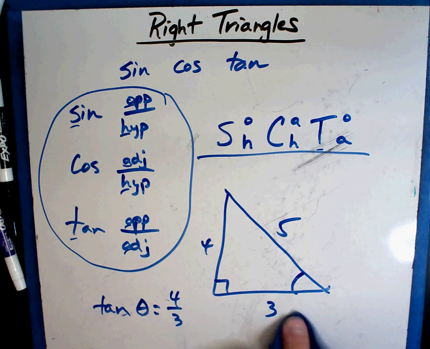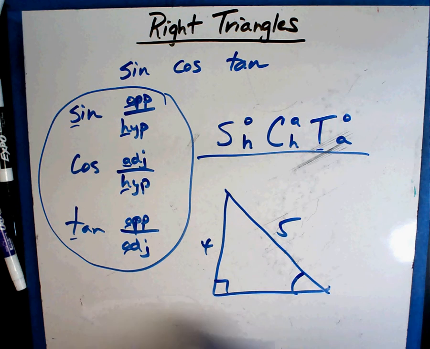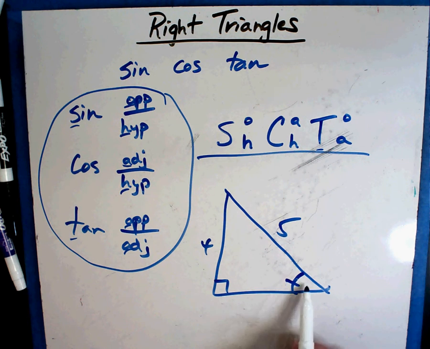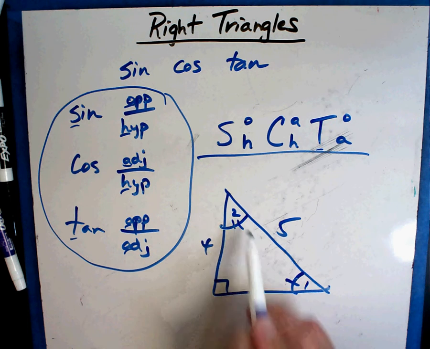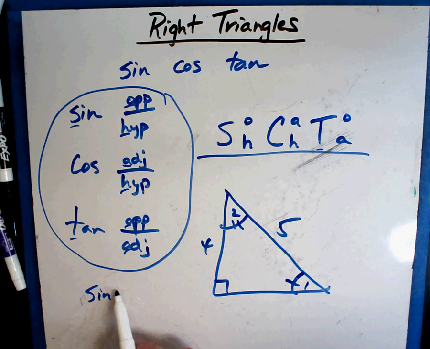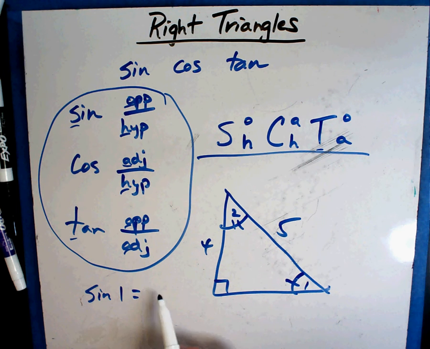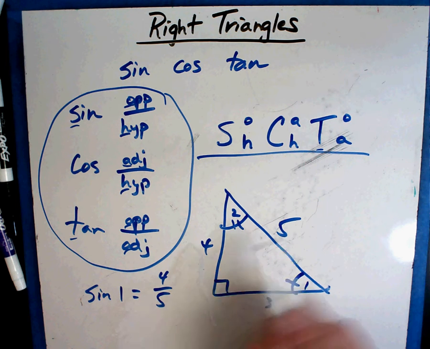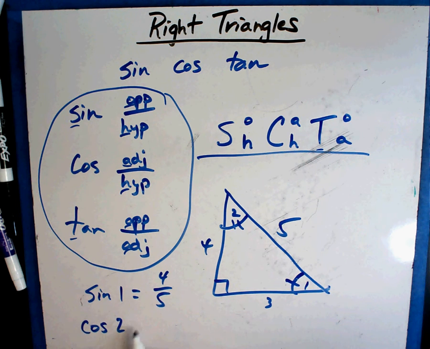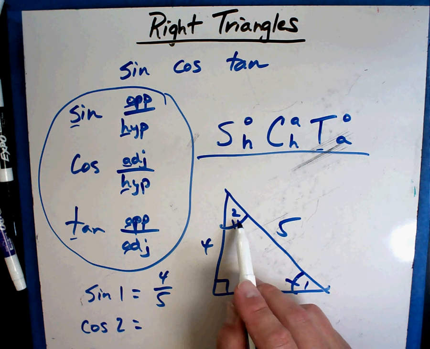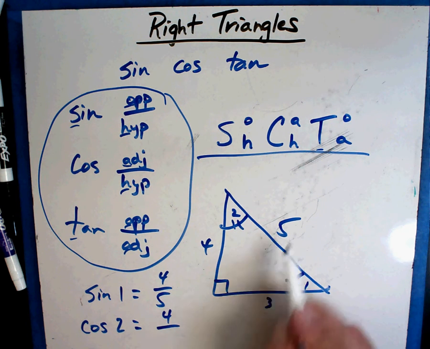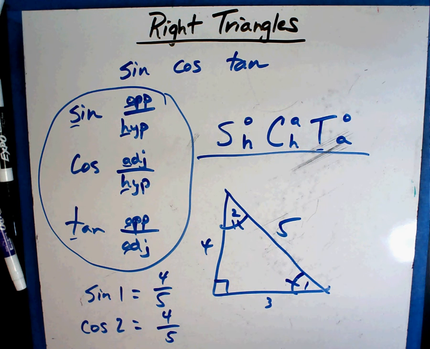Now, let me show you something real quick. I'm going to call that angle 1, and I'm going to call this angle 2. Let's say I had the sine of angle 1. Well, the sine of angle 1 is going to be 4 over 5, opposite over hypotenuse. What about the cosine of angle 2? Cosine, adjacent over hypotenuse. Same answer. So you have to get the terms right, what's opposite the angle and adjacent to the angle. You can use whichever one you need, but you can figure it out based on what you have.